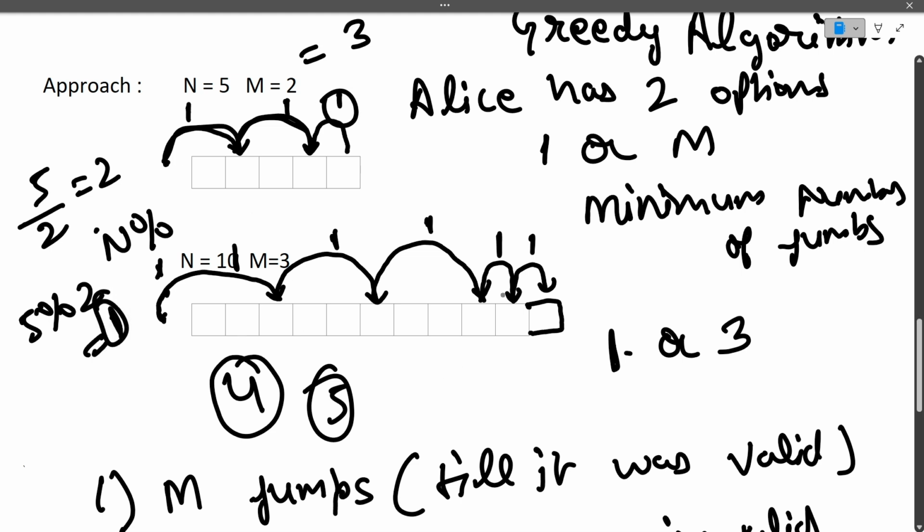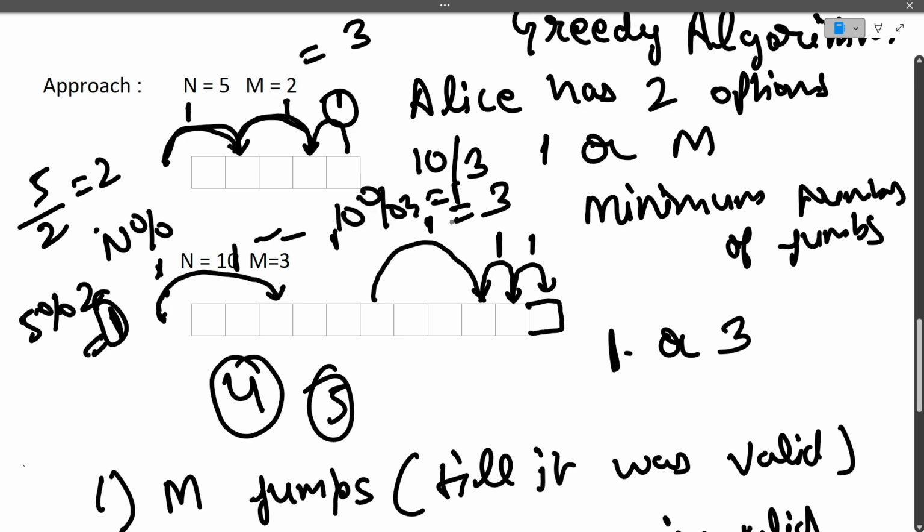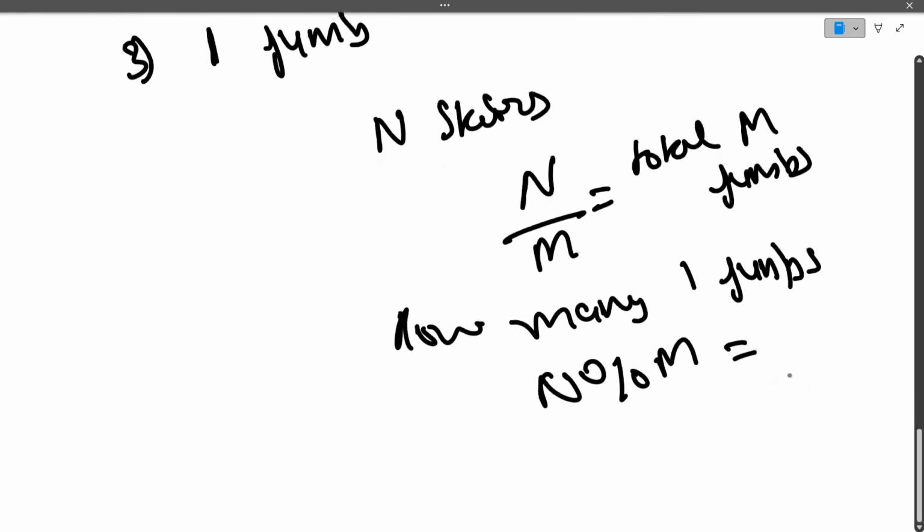Similar was the scenario in this case also. How many m jumps did we take? 10 divided by 3, that is 3. So 3 m jumps were taken. And how many one jumps were taken when n was 10? That was 10 mod 3, which is 1. So this is the logic that is coming through.